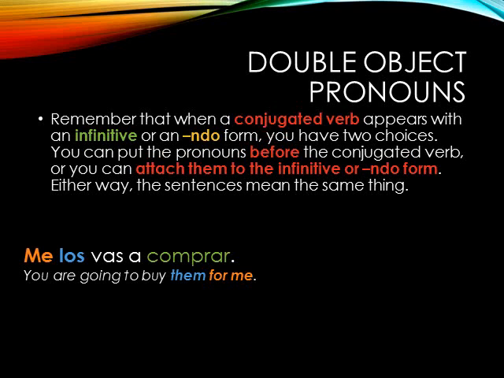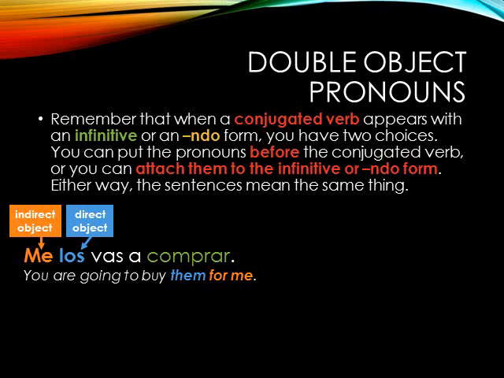So we're going to look at this first sentence here. Me los vas a comprar. So what that means is you are going, so vas a, to buy, comprar, them for me. Okay, so that's me and los. So everything's in the same order. We have our indirect object pronoun first, then we have our direct object pronoun.